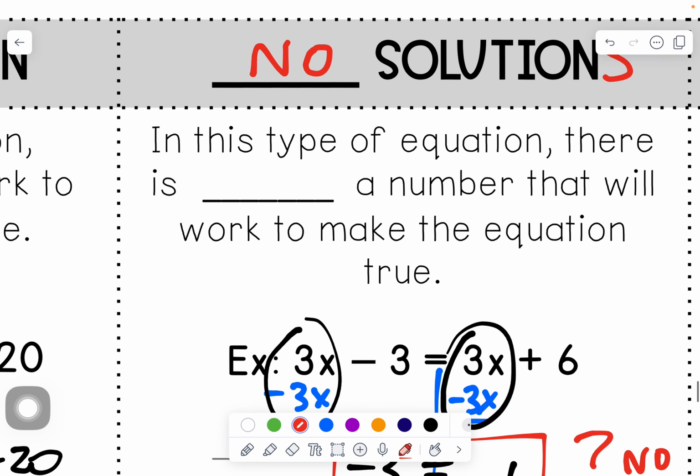So there is no number. There is not a number that will work to make the equation true. And I actually want to write the word no solutions. Special situation when the x's cancel out. And then there's another special situation.